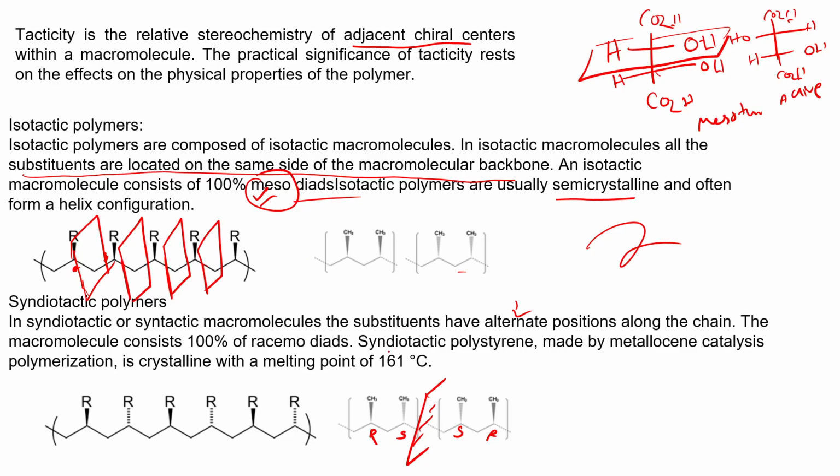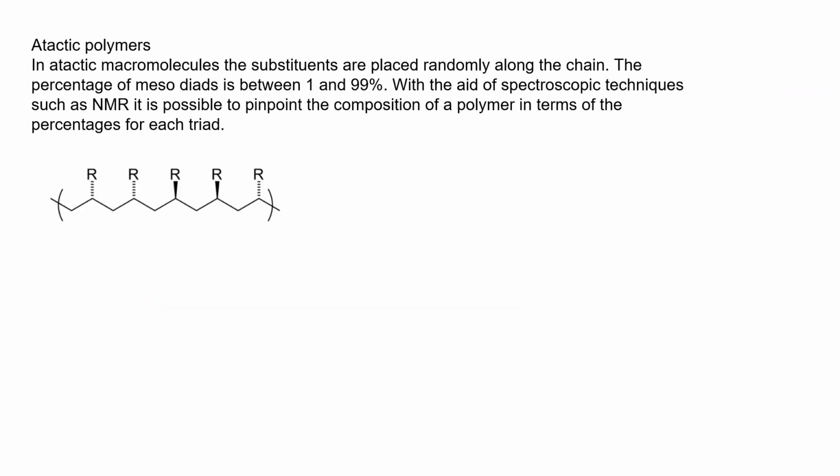This is one of the examples of syndiotactic polystyrene, made by metallocene catalysis polymerization. And what is the characteristic of this kind of alternate stereochemistry polymer? It is crystalline, with a very much higher melting point. All of them, or a major amount of them, form this crystalline material if you have this kind of arrangement.